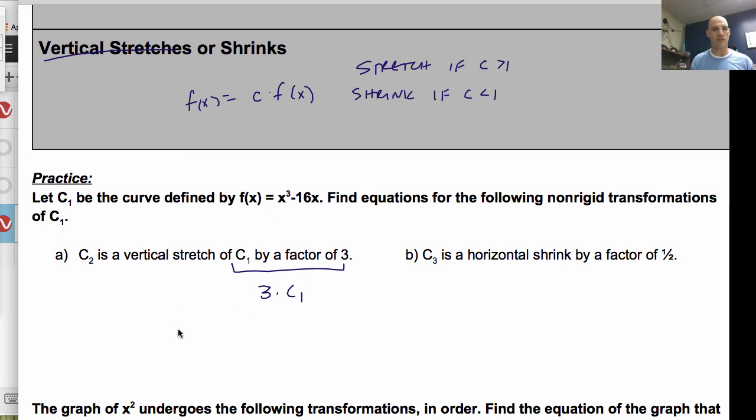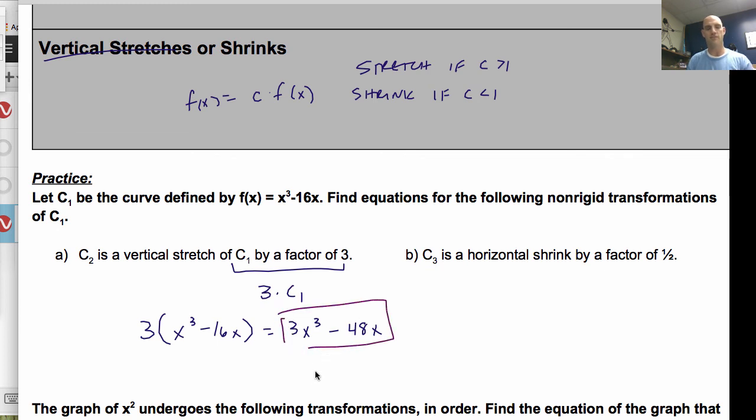Well, if C1 is x cubed minus 16x, then I literally do 3 times that. So it's equal to 3x cubed minus 48x. Okay, that's literally what my function would be then. So that's my answer. Vertical stretch by a factor of 3.